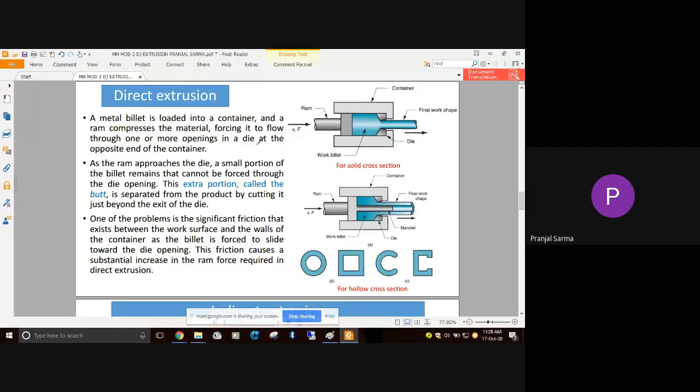Next we'll be discussing the direct extrusion and the indirect extrusion process. We have already discussed that during the travel of the ram, when you apply the force with the help of the ram on the heated billet, depending on the temperature, it may be heated or it might not be heated.